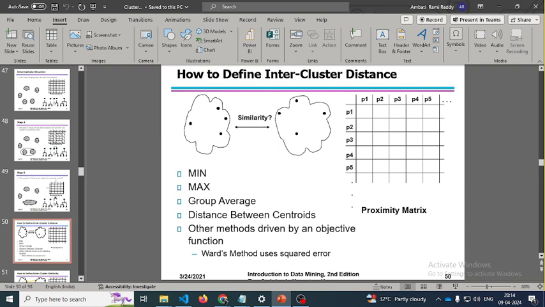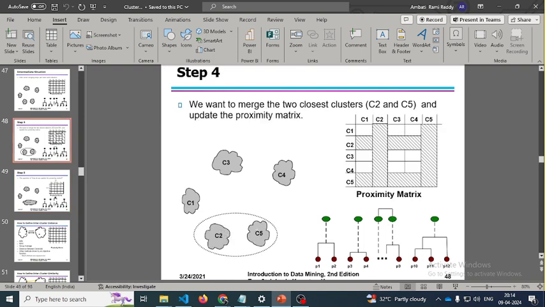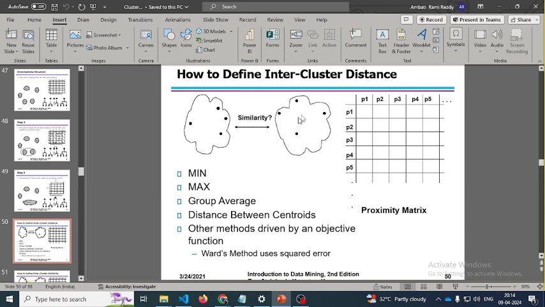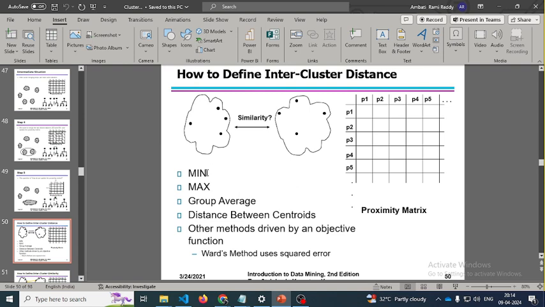The next one is how to define the intercluster distance. In this example, previously also, you have two clusters. How to define this intercluster distance? There are different ways you can represent it: based on minimum value, based on maximum value, based on group average value, based on distance between the centroids. Intra means within the cluster, inter means this is one cluster and this is another cluster. You want to define some distance between these.